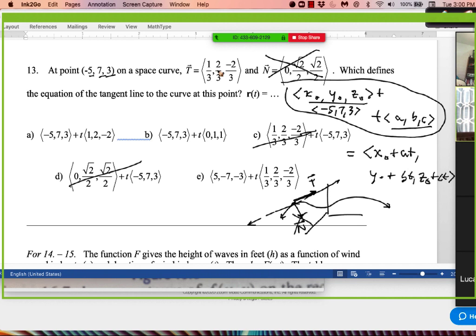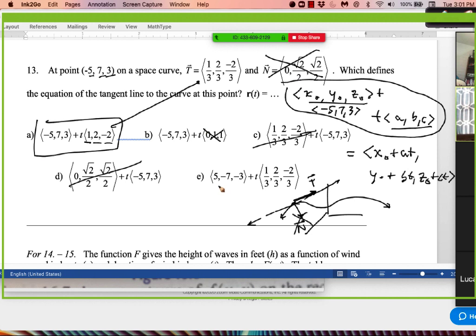So 1/3, 2/3, -2/3. And remember, it can be any constant multiple of this in the equation of your line. So really, we've got 1, 2, -2. So there it is. 1, 2, -2 is really the same, it's parallel to that. So 0, 1, 1 doesn't work. That's actually parallel to the normal vector. And then 1/3, 2/3, what's wrong with this?